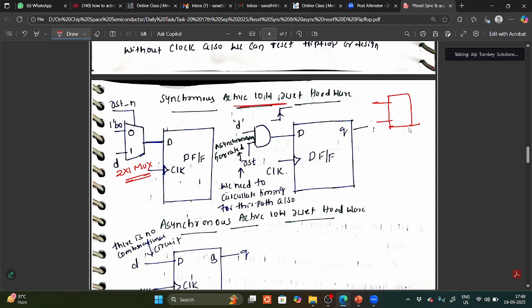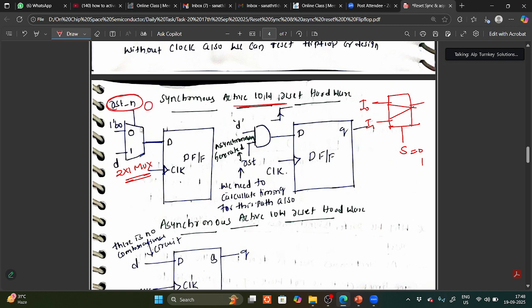So there are two inputs, and one selection line. Depending on the selection line, suppose s equal to 0, I0 is connected to the output, and s equal to 1, I1 is connected to the output. Okay, here what happens: reset_n is a predefined word. Reset_n is nothing but reset active low.